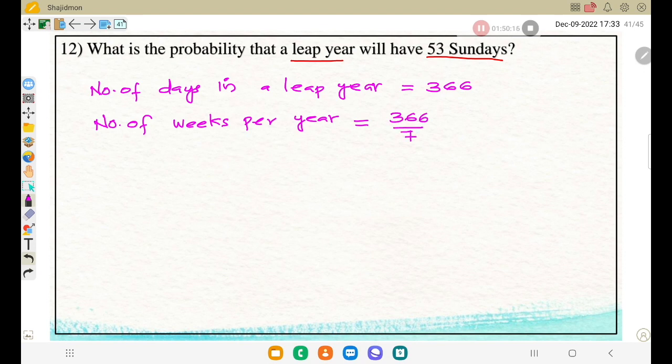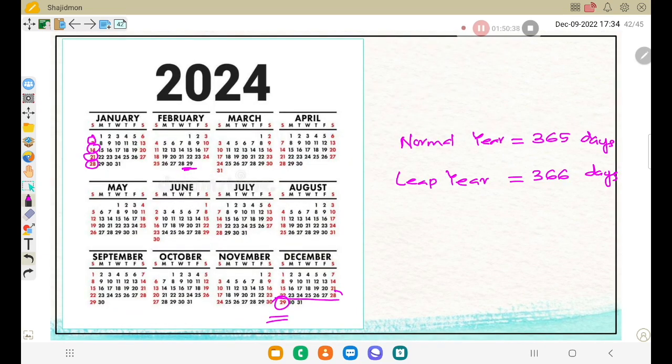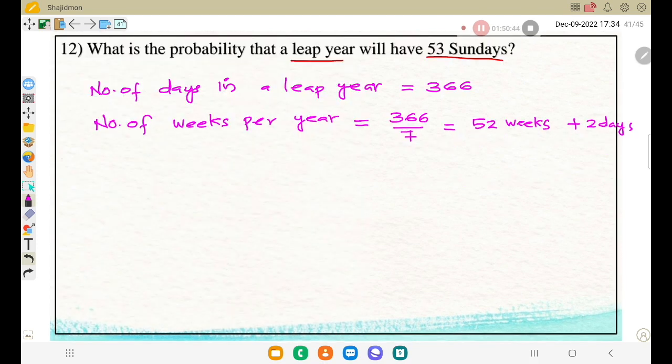One week means 7 days. So if you divide 366 by 7, you will get how many weeks, correct? So how many weeks will there be? There are 52 weeks, correct? Plus 2 days extra. Like in the calendar, you can see one full week, and after that some days extra. See here, 3 days extra is there. Okay, like 2 days extra will be there.